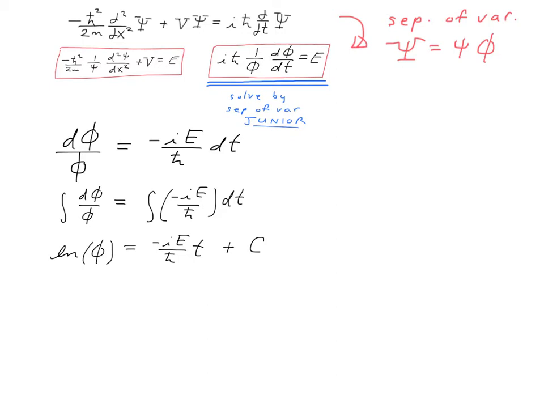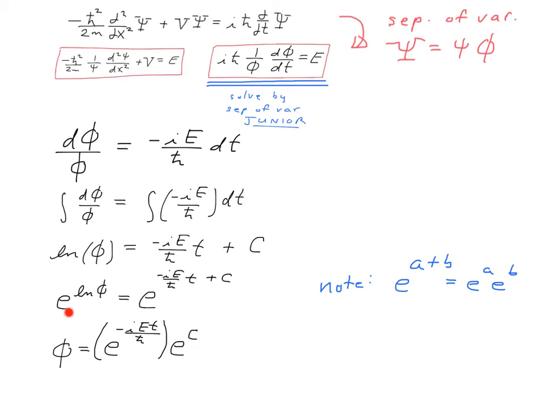To get rid of this natural log, we could put both sides in the power of an exponential function. On the left-hand side, e to the natural log of phi is just phi. That's the whole reason we put both sides in the power of an exponential. On the right-hand side, I've used the fact that e to the a plus b is just e to the a times e to the b. So e to the minus iE over ħ t plus c becomes e to this part times e to this part. And we can rewrite e to the c as just another constant.